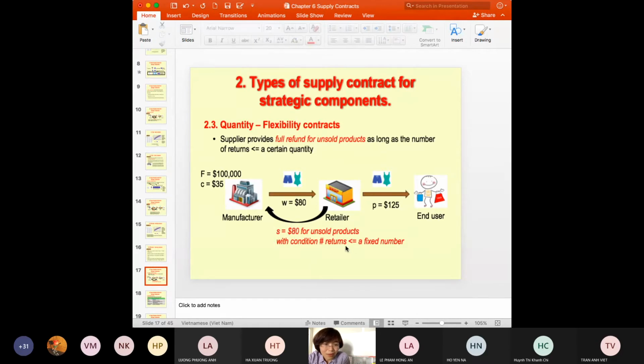But the quantity of products they sell back to the manufacturer must be less than a fixed number. For example, you can sell it back to me, but only if it's less than 1,000 products. I cannot give you a full refund if that number is more than 1,000 products. That is the quantity flexibility contract. Okay.